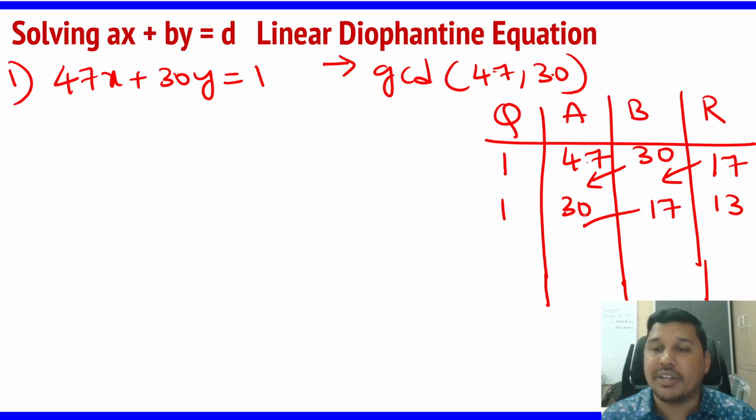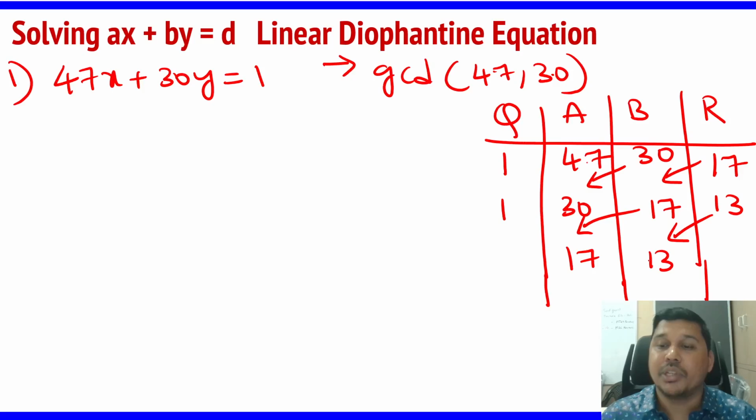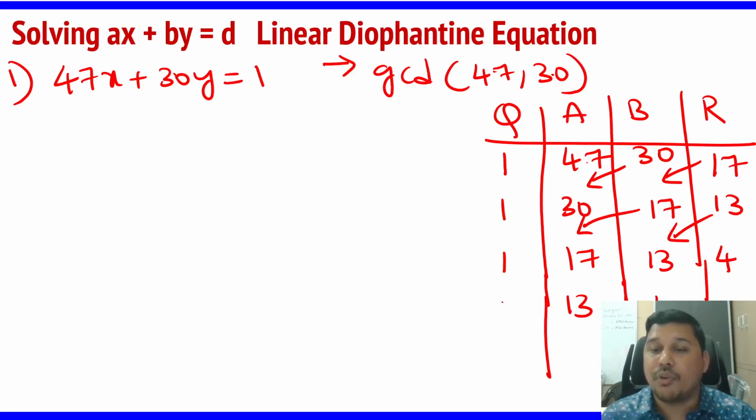Now you shift 17 this side and 13 this side. It becomes 17 and 13. You divide 17 by 13. It is 1 time, and you get the remainder as 4. Now put 13 and 4 here. So 13 divided by 4: 4 threes are 12 and the remainder is 1. Next, shift 4 and 1 here. So 1 fours is 4 and the remainder is 0. Then shift it again, so this becomes 1 and this becomes 0.